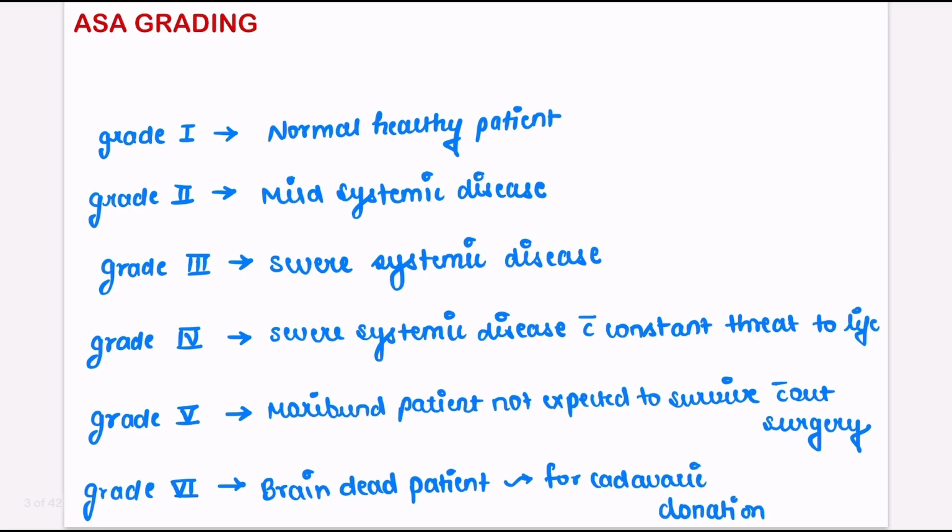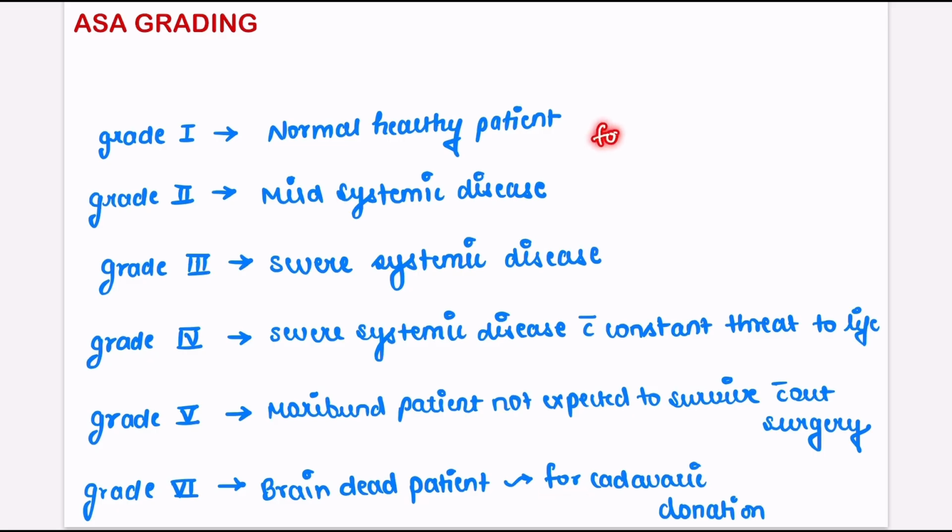First we are going to start with ASA grading. ASA stands for American Society of Anesthesiologists. Grade 1 is for normal healthy patients. Grade 2 is for patients with mild systemic disease. Grade 3 is for patients with severe systemic disease. Grade 4 is for patients with severe systemic disease with constant threat to life. Grade 5 is a moribund patient not expected to survive without surgery. And grade 6 is for brain dead patients for cadaveric donation.